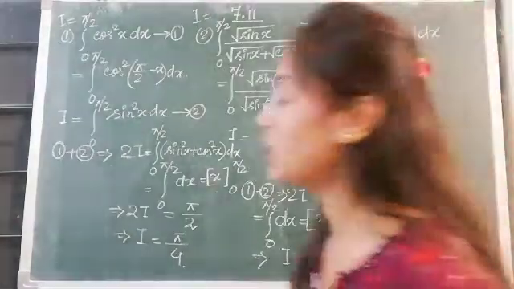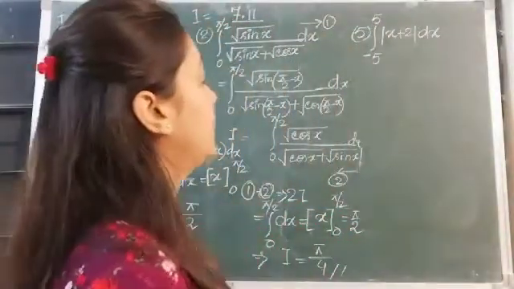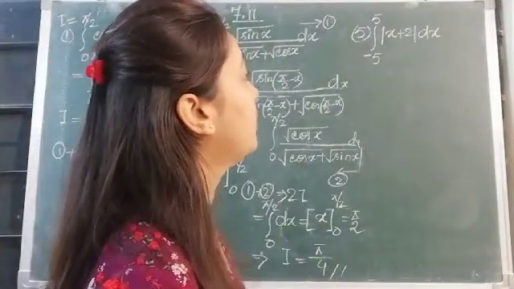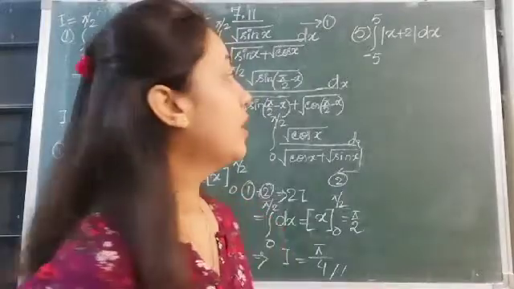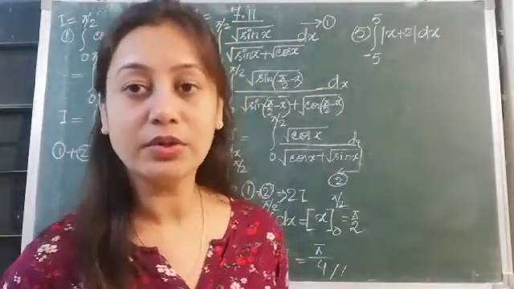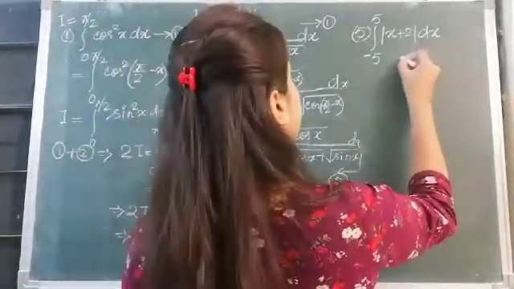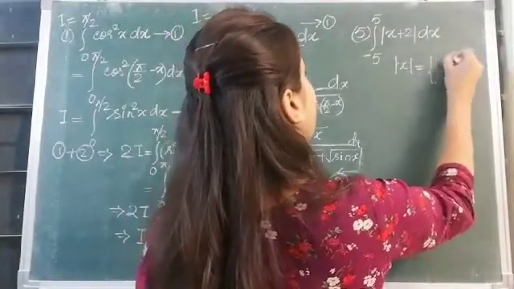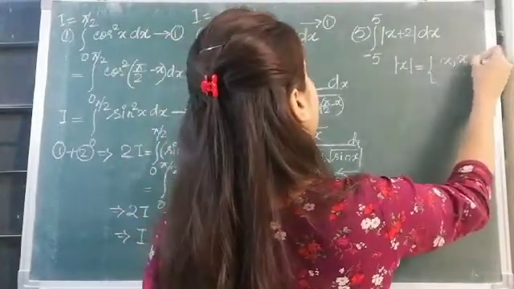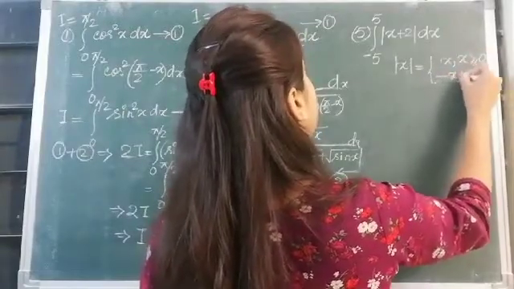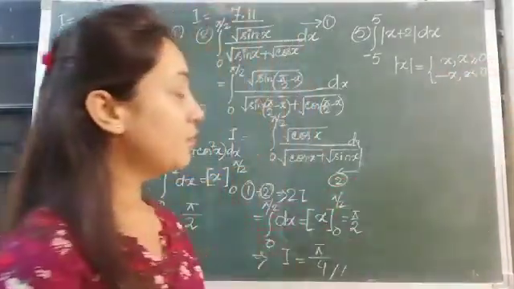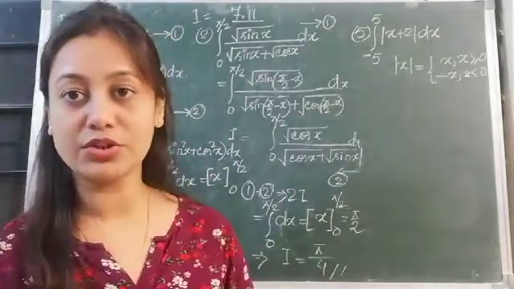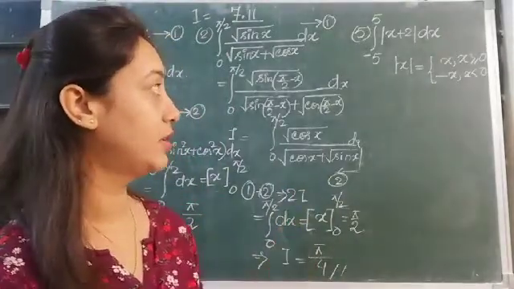Now the next question you see, that is question number 5. Here it is of the form integral from minus 5 to 5 of modulus of x plus 2. Now it's a modulus function, right? And we know that modulus of x is equal to x when x is greater than or equal to 0, and minus of x when x is less than 0. So you have to apply this definition of modulus function in order to find the integral.